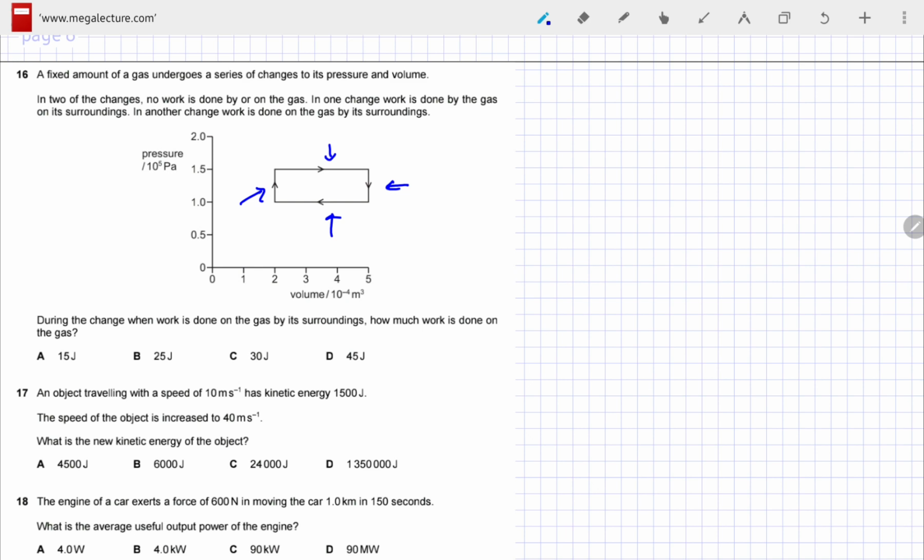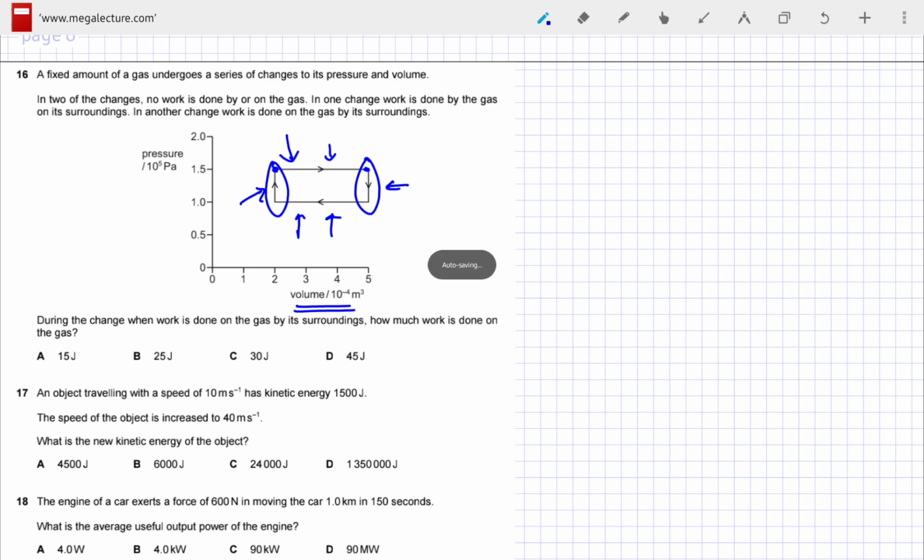Work done by or on the gas is 0 when there is no change of volume. So you can see that if there is no change on the horizontal axis, then the work done is 0, which is on these two lines. So here work done is 0. And we know that the work done by the gas on its surroundings is when the gas expands, so when the volume is increasing. That is from this point to this point, so this line represents the work done by the gas. Similarly, work done on the gas is when the gas is compressing, which is represented by this line, where the volume, you can see on the horizontal axis, is decreasing from 5 to 2.